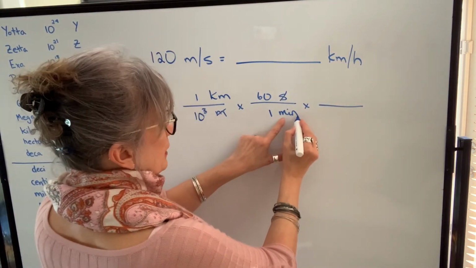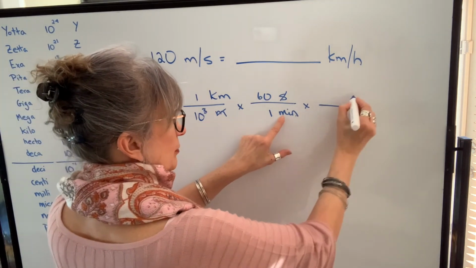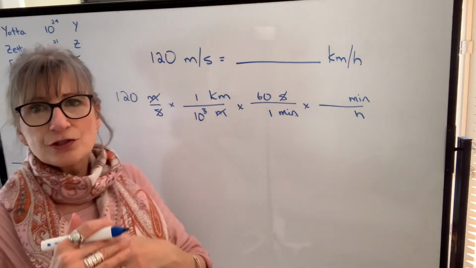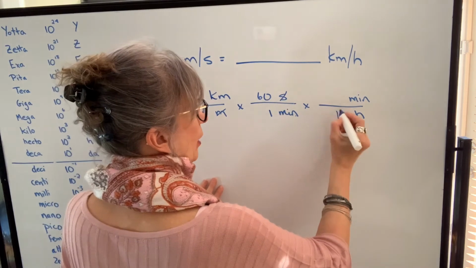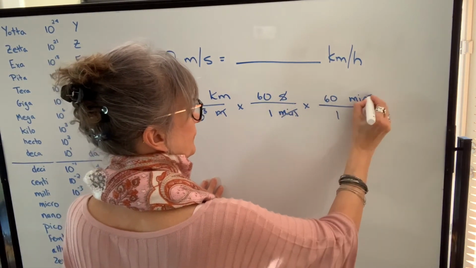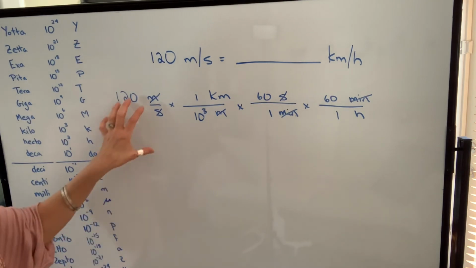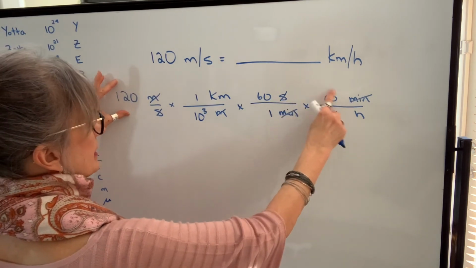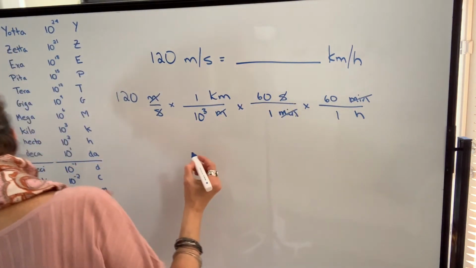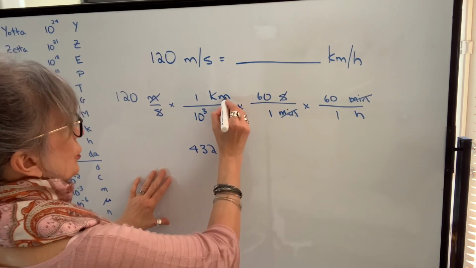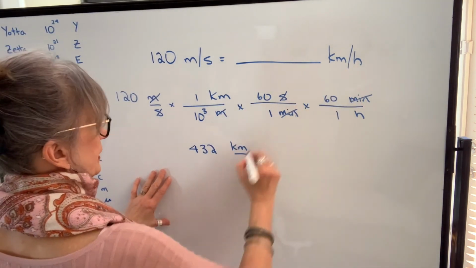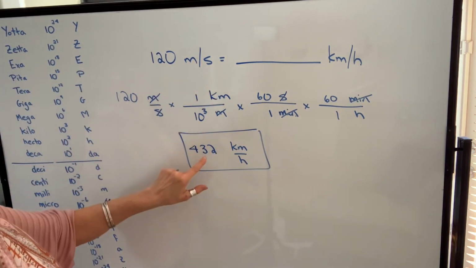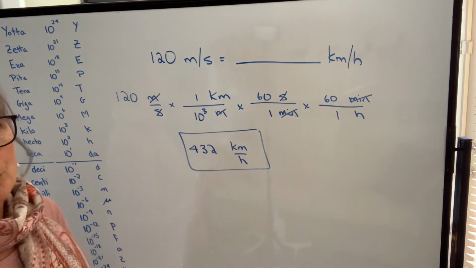But we don't want to leave it per minute, we want it per hour. So now we get rid of minutes, we put it in the numerator, and we put hours in the denominator. Again, the numerator and denominator have to be equivalent. We know that 1 hour is equivalent to 60 minutes. So now we can do this whole calculation. When we take 120, multiply by 60, multiply by 60, divide by 1,000, we get 432. The unit will be kilometers per hour. So a speed of 120 meters per second will be equivalent to 432 kilometers per hour.